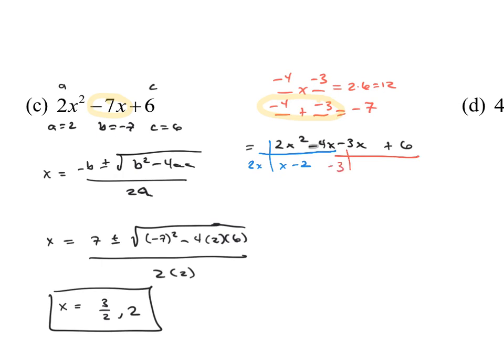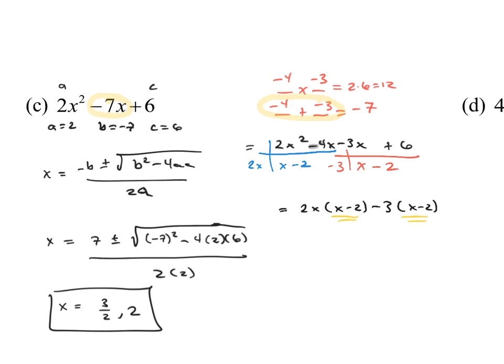Let's be careful with this. -3x divided by -3 is an x. Be very careful with this. 6 divided by -3 is actually a -2. So what this factors into is 2x times x minus 2 minus 3 times x minus 2. Well, if you notice, both of these have an x minus 2 in common, right?